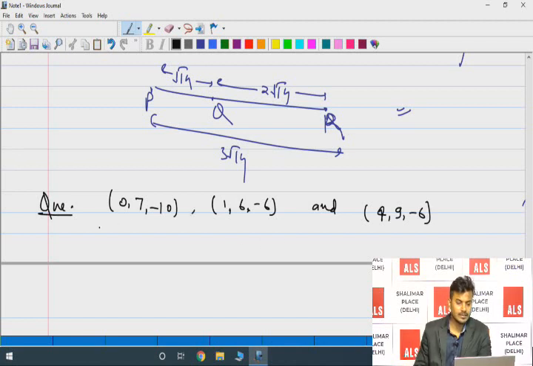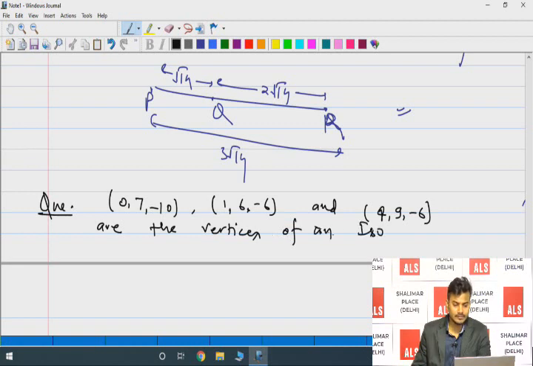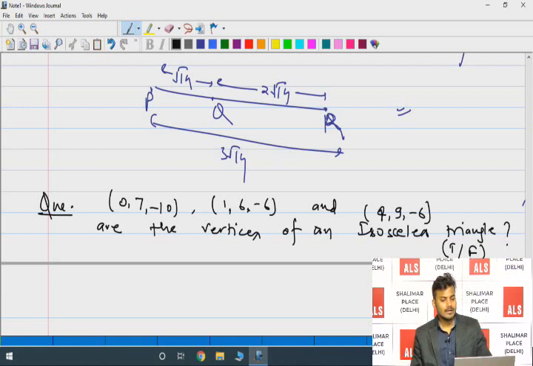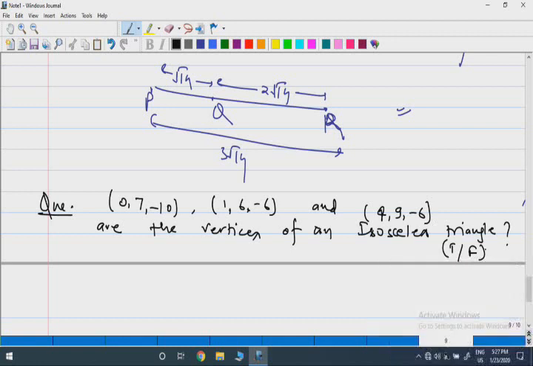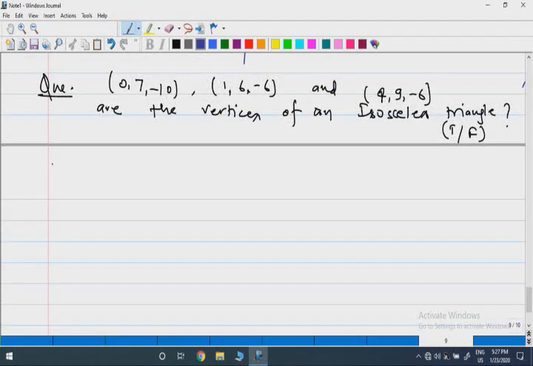Now the question is, are these the vertices of an isosceles triangle? True or false? These 3 points are the vertices of an isosceles triangle, true or false. So what you have to do is find all the distances and check whether two side lengths are equal or not. If they are equal, it is an isosceles triangle.